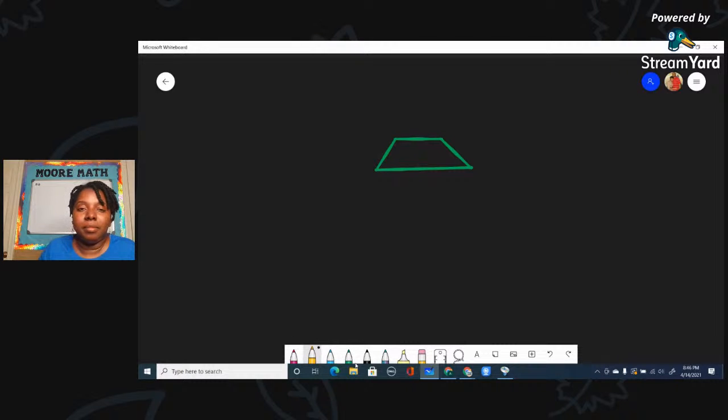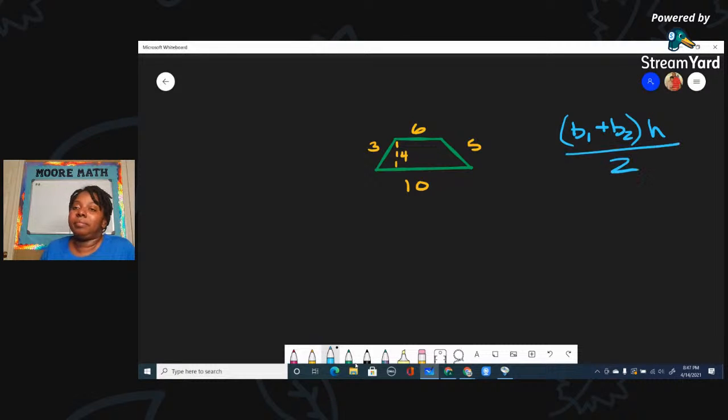So now let's take it up a notch. Sometimes they like to trick us and they put in numbers that we don't even need, right? So they're like, okay, this is 6, this is 10, this is 4, here's 3, here's 5. They put in all these numbers to confuse us. But all we really need is base 1 plus base 2 and the height, divided by 2. That's it. That's all we need.